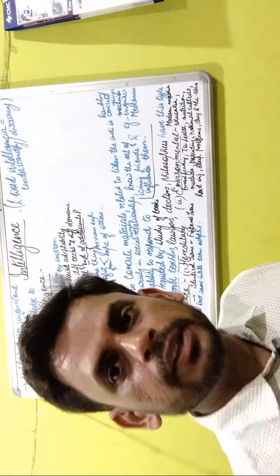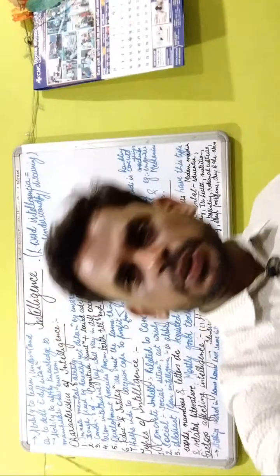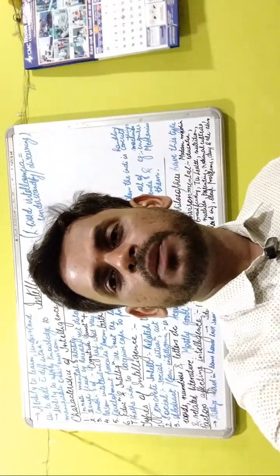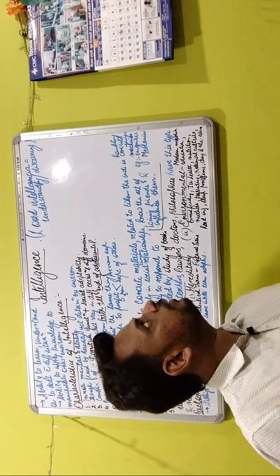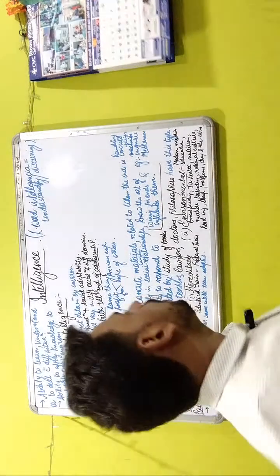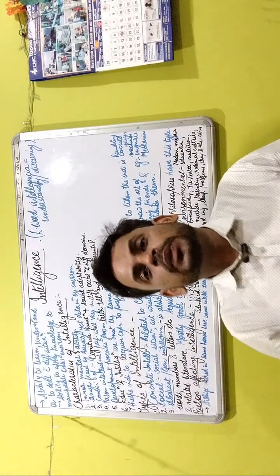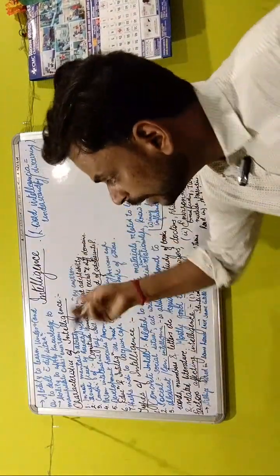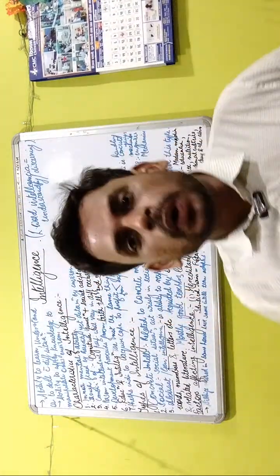Beginning with the word intelligence, the word itself tells us that it is related to the ability to think. It has been derived from the Latin word intelligentsia, which means understanding or discerning. Whenever we talk of intelligence, it is the ability of a person to think about something. It is the ability to learn, understand, or deal with different situations.